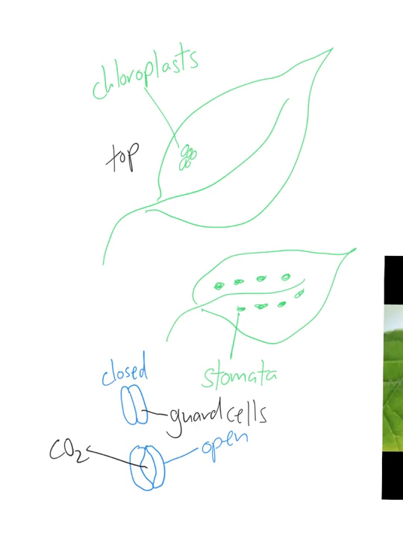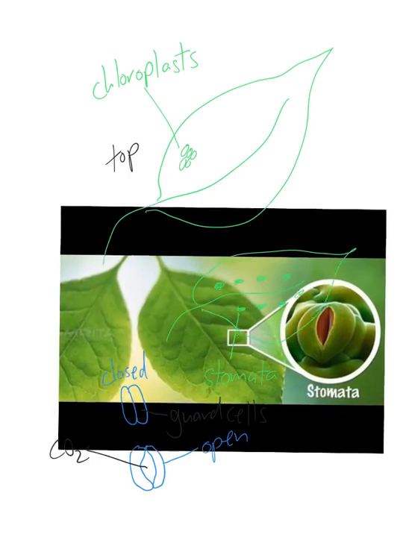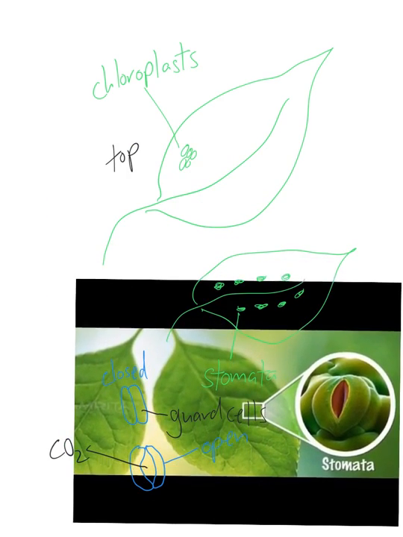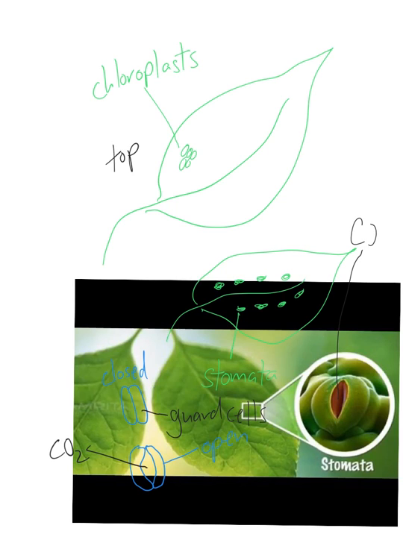Now, let's look for a minute here at a regular picture. So this is an actual micrograph of the stomata open. And so you can see they look pretty weird under the microscope, but that's their job. They open up and in goes the carbon dioxide.